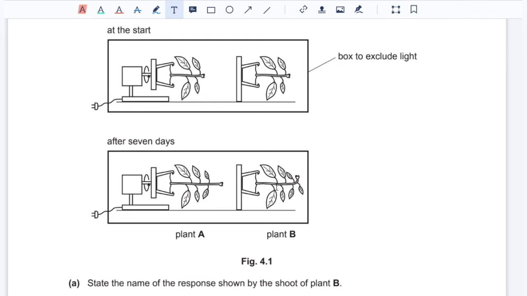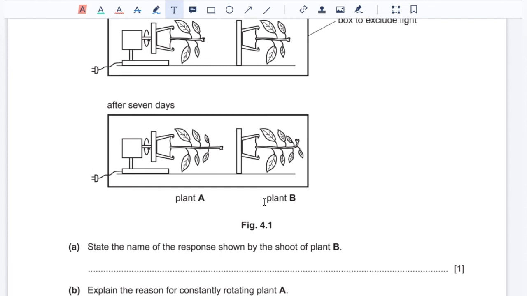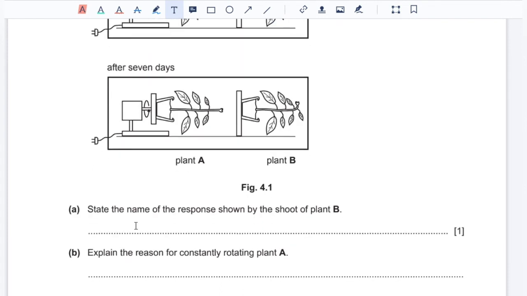But since plant B is not rotated and it's placed horizontally, on its side, that means oxygen is going to accumulate on the lower side of plant B, and this will cause a greater increase in length of the lower side of plant B, and so it will curve upwards. So this is an example of gravitropism, where the plant is growing away from gravity. A states the name of the response shown by the shoot of plant B, and this is gravitropism.